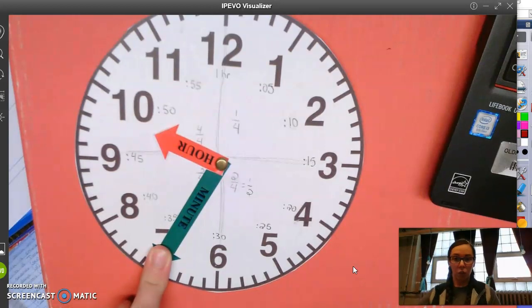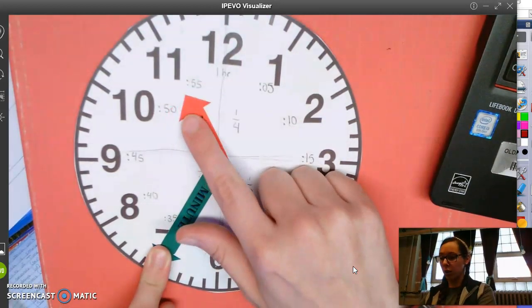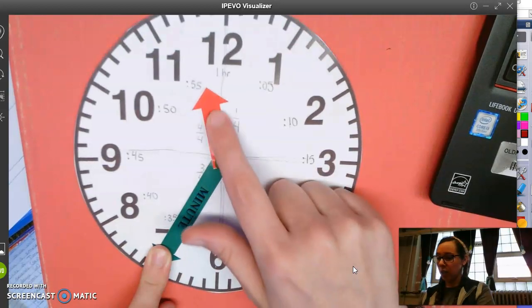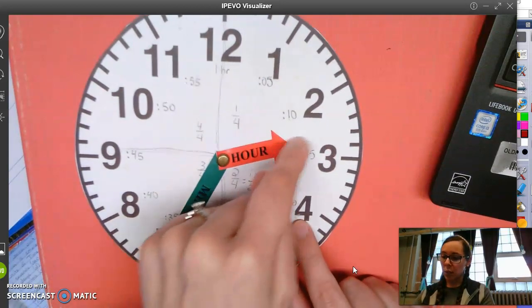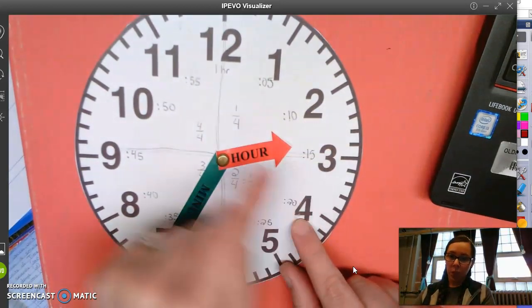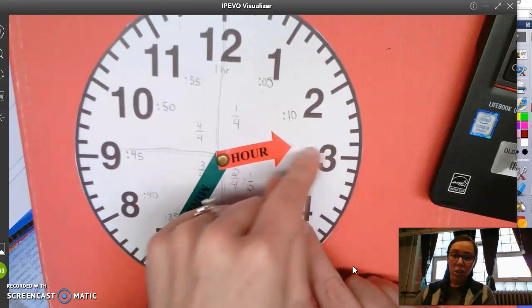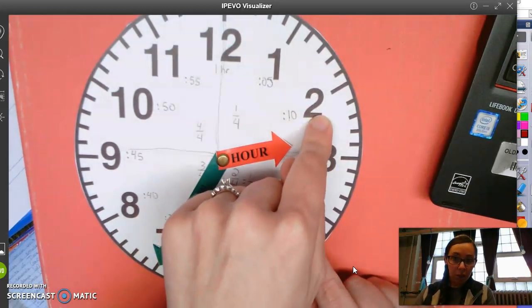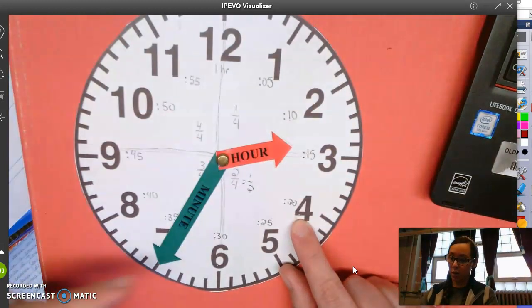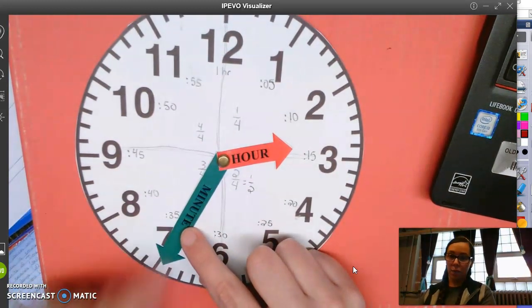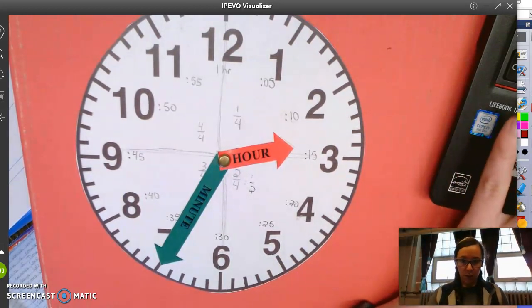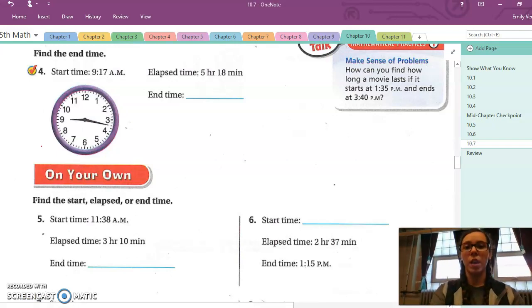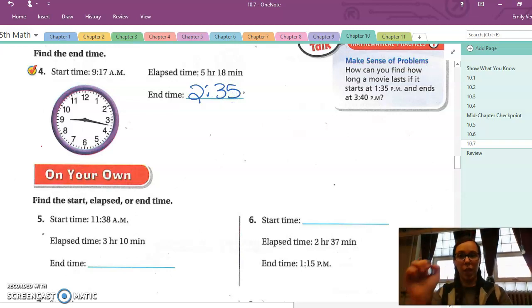Hang on to your minute hand. Don't let it move. 1, 2, 3, 4, 5. So it should be somewhere between the 2 and the 3. And if it's not touching the 3 yet, then it means it's still 2 something. So it'll be 2:35. That's what that minute on the 7 is. Okay, so let's go back here. End time, 2:35. And now we have to know if it's AM or PM.